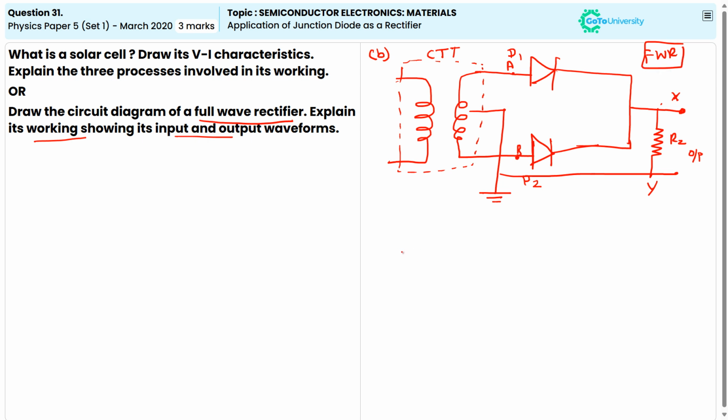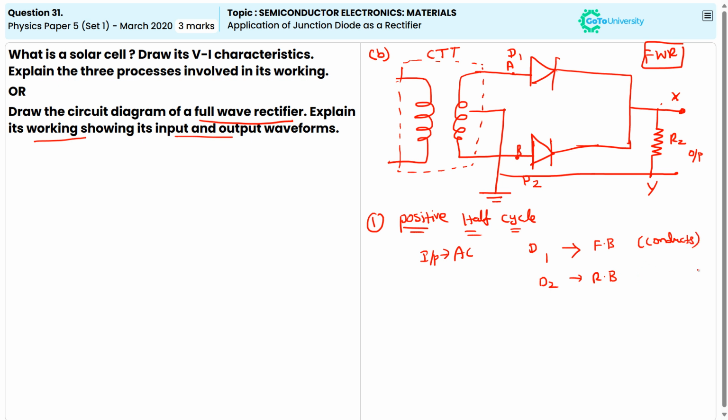Now we'll discuss the working of the full wave rectifier. There are two cycles: the first one is the positive half cycle and the other one is the negative half cycle. During the positive half of the AC input, diode D1 conducts and D2 is reverse biased, which means D1 is forward biased and D2 is reverse biased. So only D1 conducts and D2 blocks.